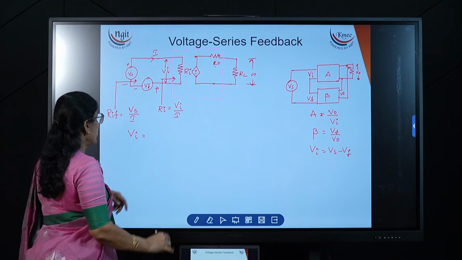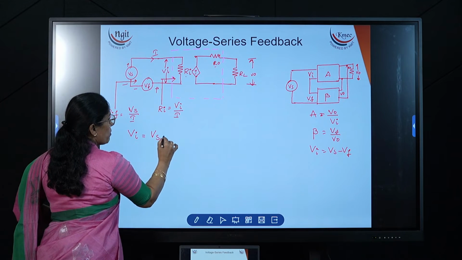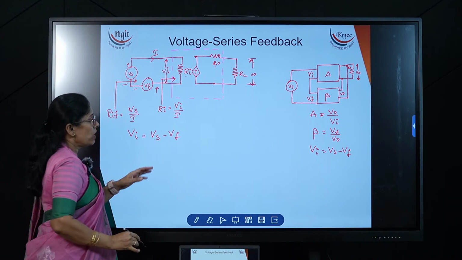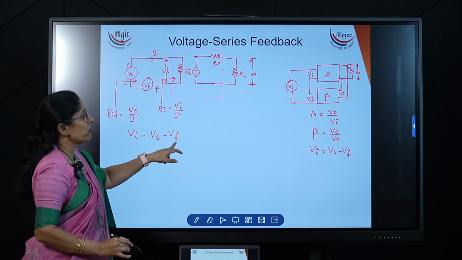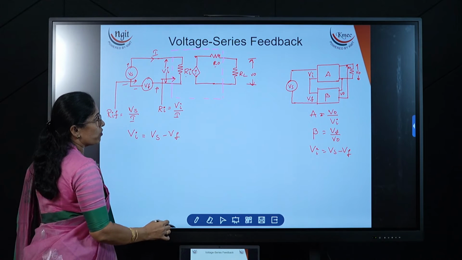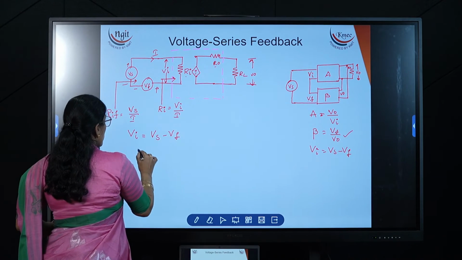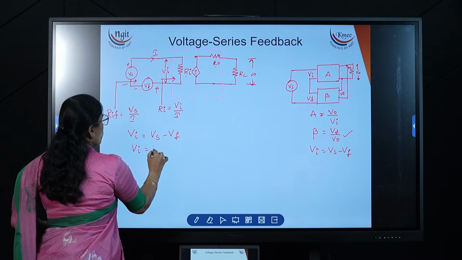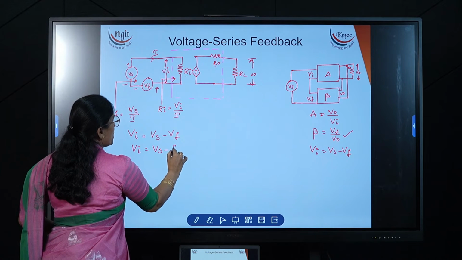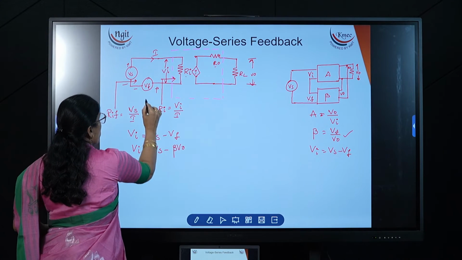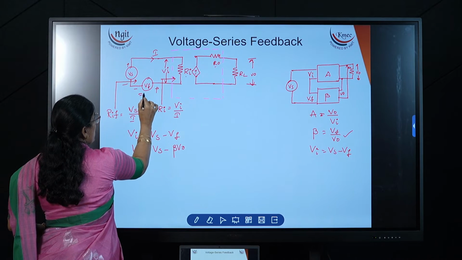That's why we get the minus value. Now here, Vs minus Vf. Now in this expression, what can we write? Vf is nothing but, from this expression we can write Vi is equal to Vs minus beta times V naught. So Vf is nothing but beta times V naught.